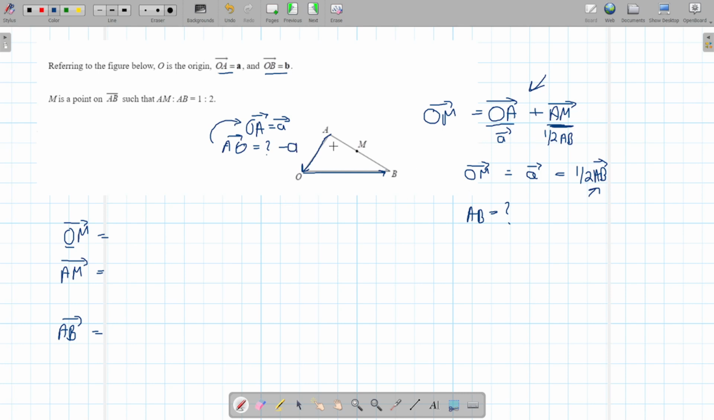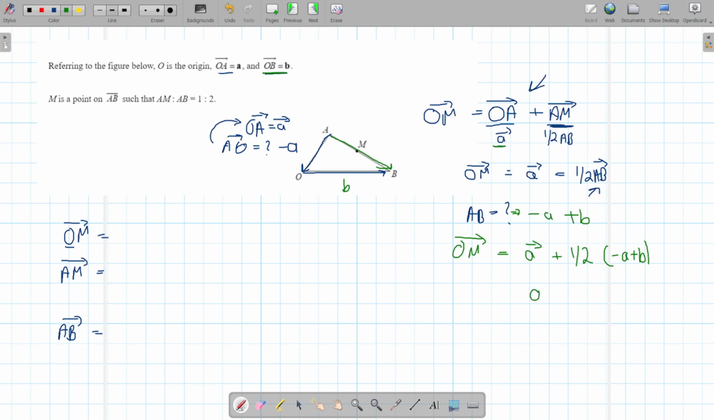So we said AB, vector AB, the green one. To go from A to B, you have to go A to O, then O to B. A to O is minus A. And what's OB? We said OB is vector B. So minus A plus B. Okay, so now it's a bit more clear. OM is actually vector A, like we said up here, plus half AB. And what did we say AB is? Minus A plus B.